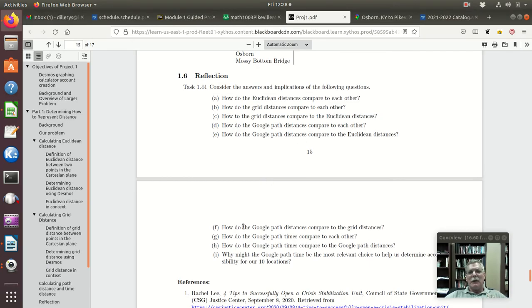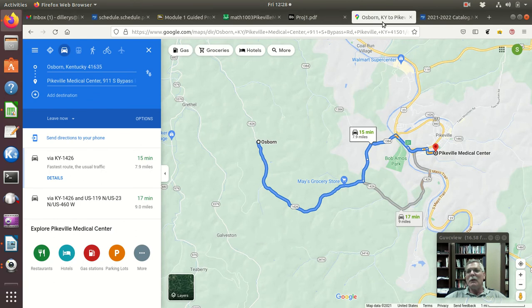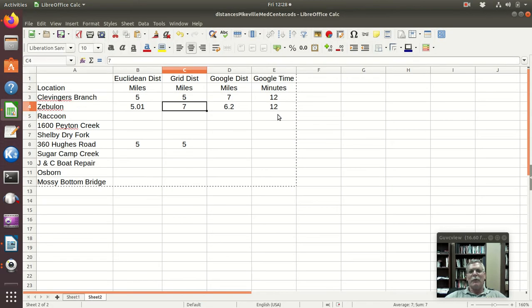Let's see. How do the Google Path times compare to each other? Now, in these first two, they're both 12. Really, they're both 12 minutes. Were they both 12 minutes? Oh, that's Osborne. That's 15 minutes. So we can see that that's not the same. But anyway, okay, maybe they were both 12 minutes. But yeah, we'll see they are not all the same.